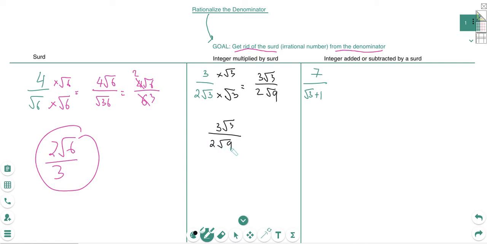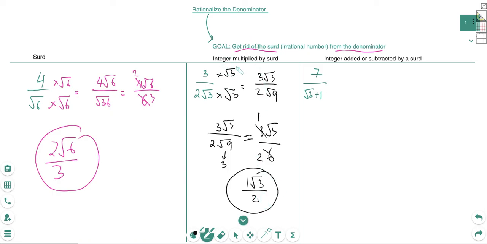Well, root 9 is basically just 3. So it'll be 3 root 3 over 2 times 3, which is 6. We can divide both these numbers by 3, so it'll be 1 over 2. So it'll be 1 root 3 over 2. And look at that, we've got rid of the surd from the bottom.